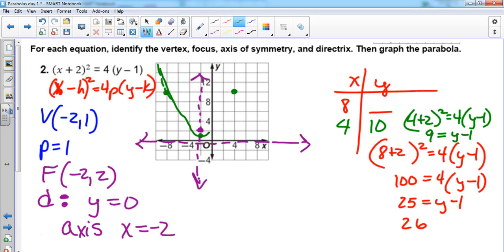Make sure you go through the vertex, not the focus, when you draw it. Mine isn't very good. It should be a little flatter. It's a little too V-like. But anyway, you get the idea. Everybody okay?